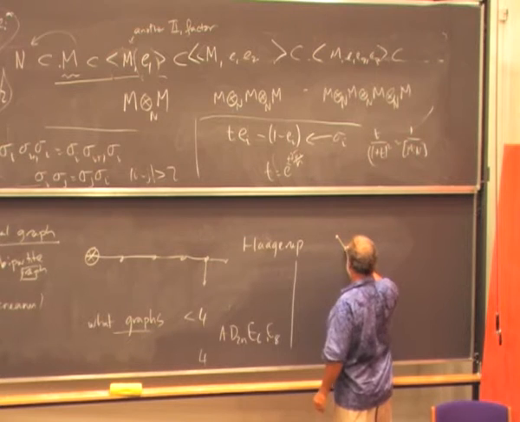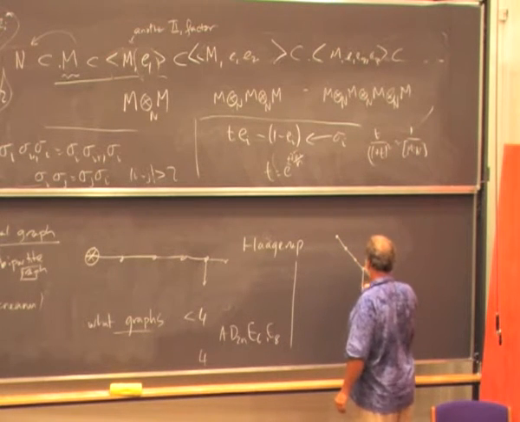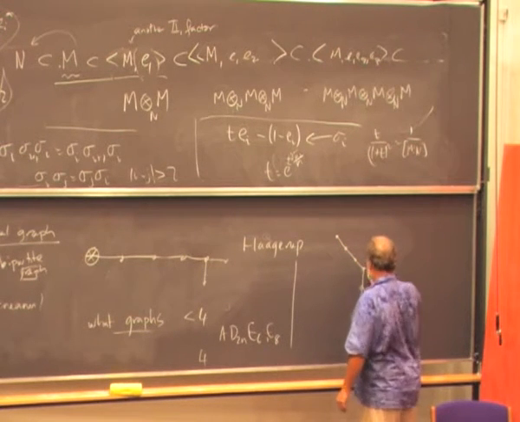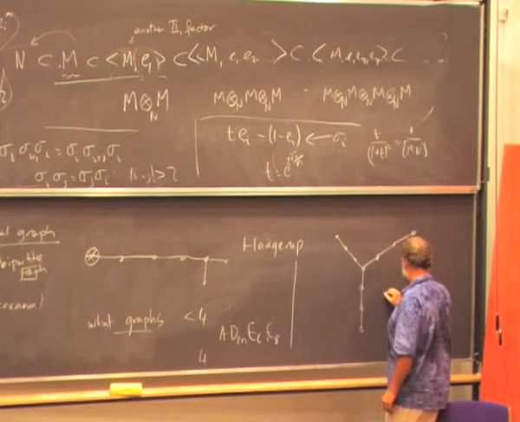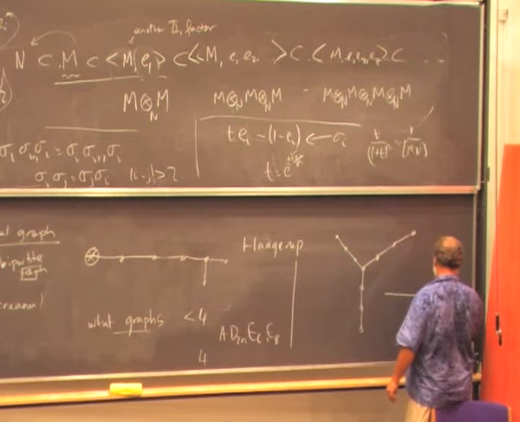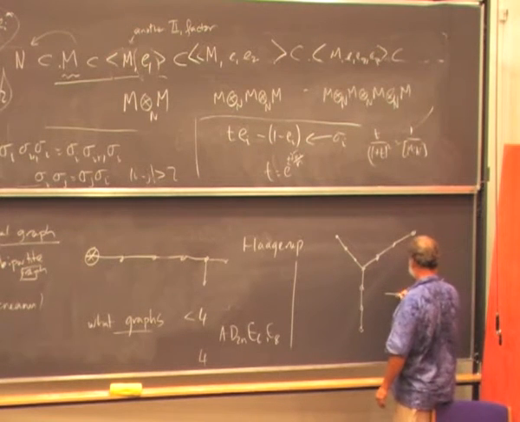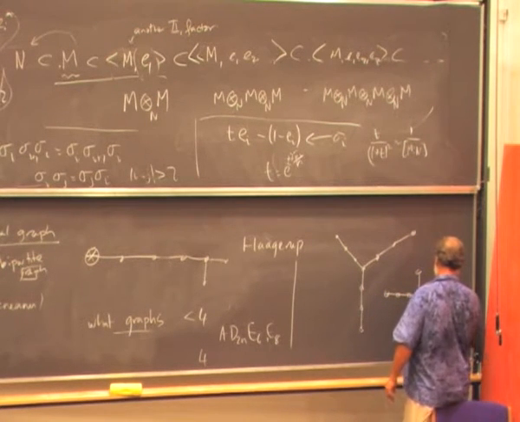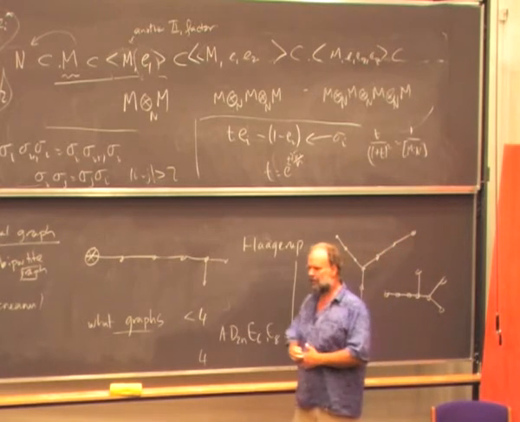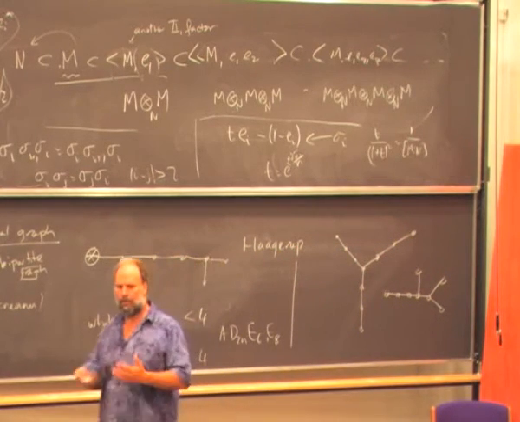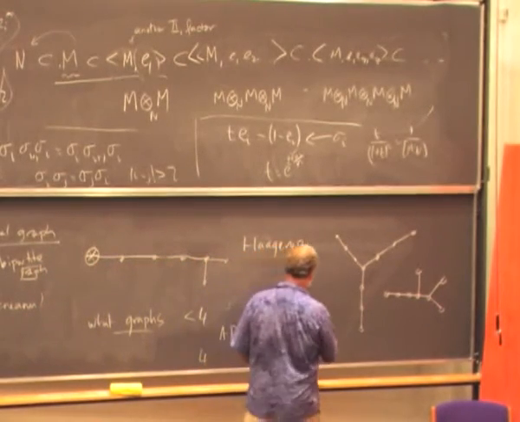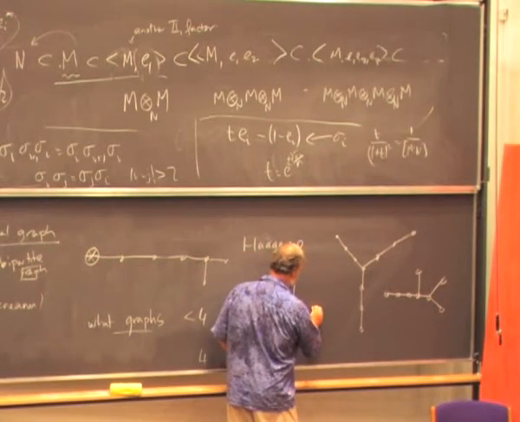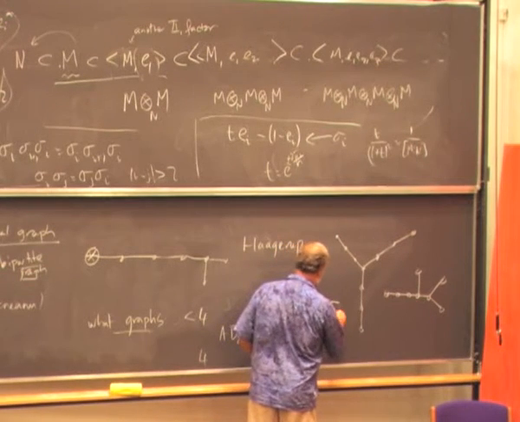He showed that the next principal graphs are these two. There's two that are dual to each other. There's this one, and then there's this one. And what you'll find is that for these graphs, you take the adjacency matrix and you look at the norm. The norm squared is the index of the subfactor, and in this case it's (5 plus root 13) over 2.